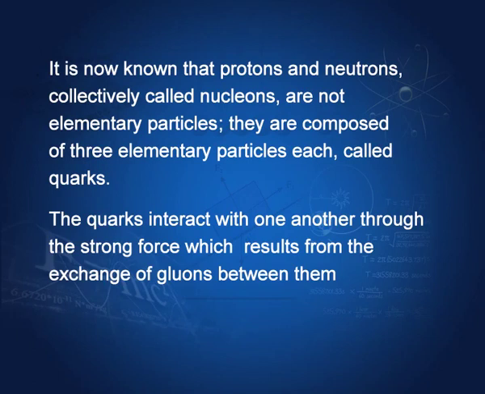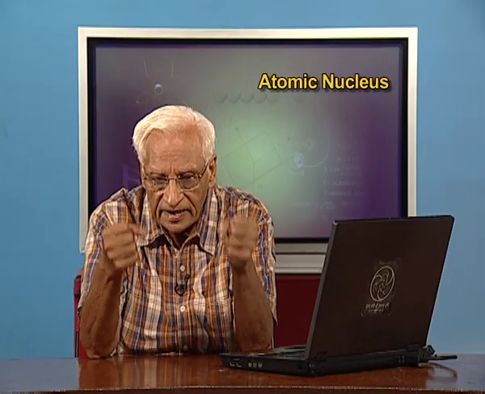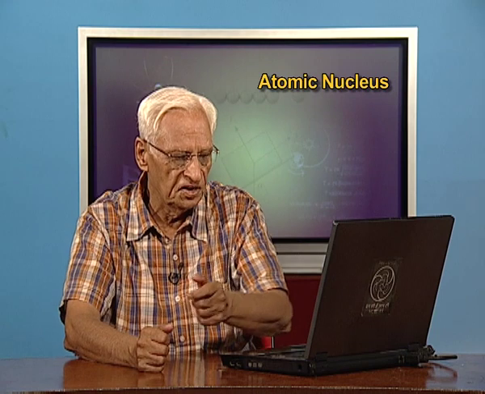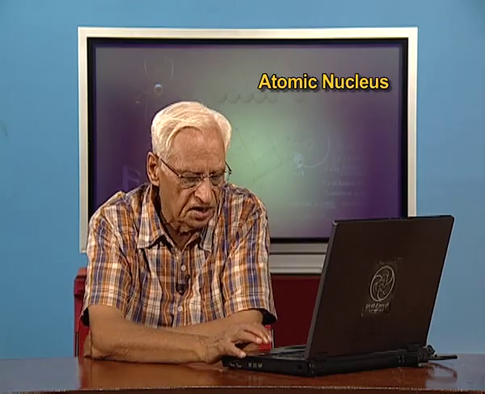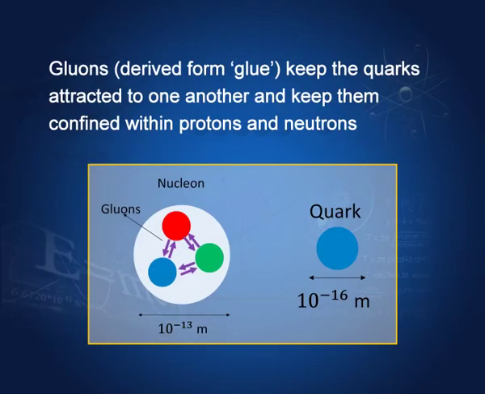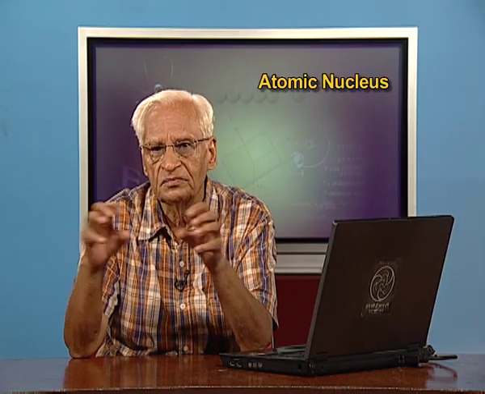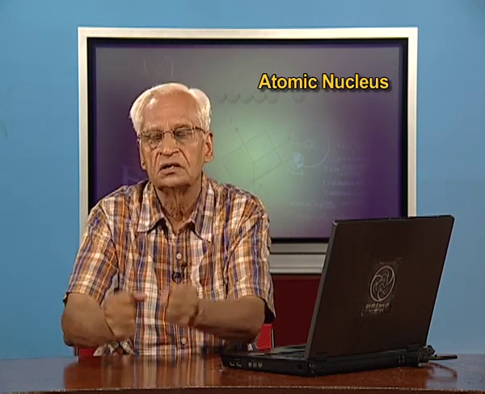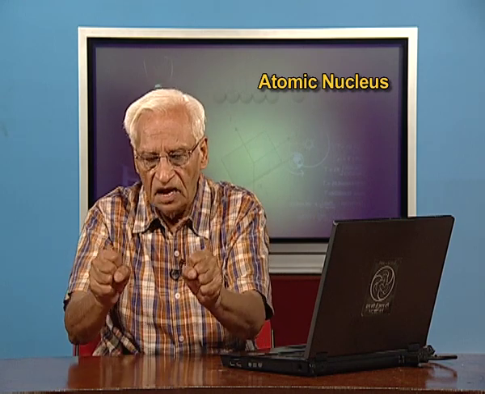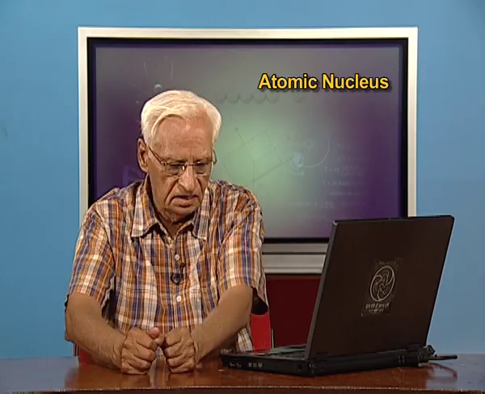You see, if you have one quark here, then they emit, reabsorb these gluons, and that is responsible for the force between them. The very strong force of attraction between the quarks. Gluons keep the quarks attracted to one another and keep them confined within protons and neutrons. Proton has three quarks, and neutron also has three quarks. Of course, the nature of the quarks in them is different, but both of them have three quarks each. And the strong force between quarks keeps them tied inside the neutrons and protons.